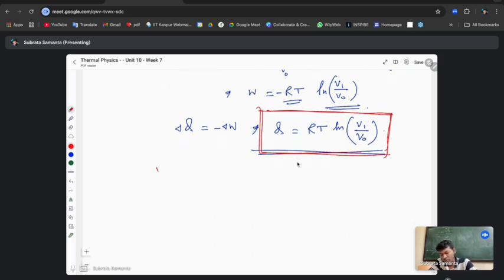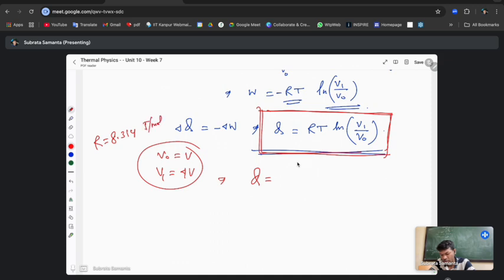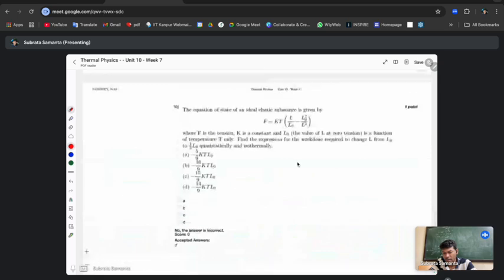So now in the problem, V1 equals 4V and V0 equals V, right? If we plug in these values, Q equals RT ln(V1/V0). What is the value of R? It is 8.314 joule per mole per Kelvin. And what is the value of T? You have to calculate at 27 degrees centigrade.